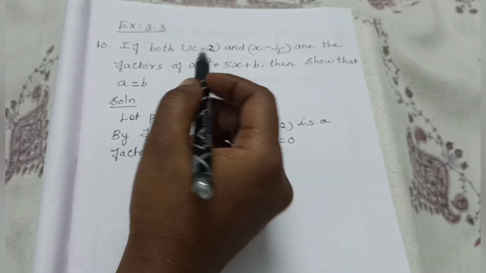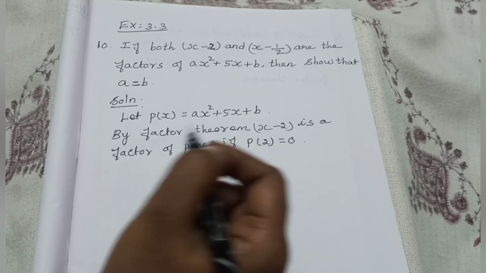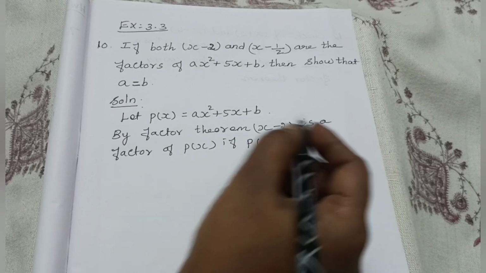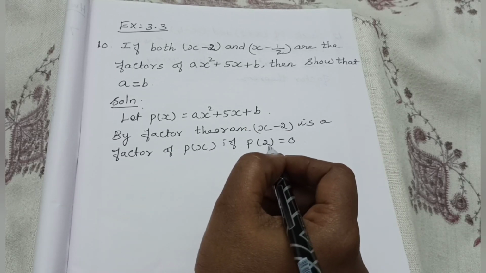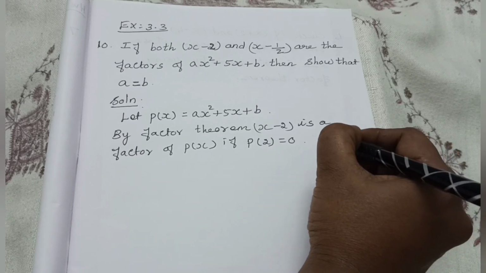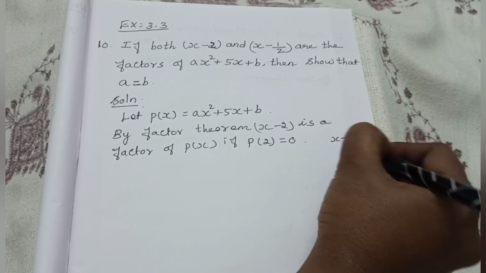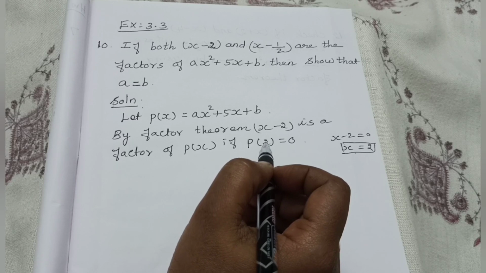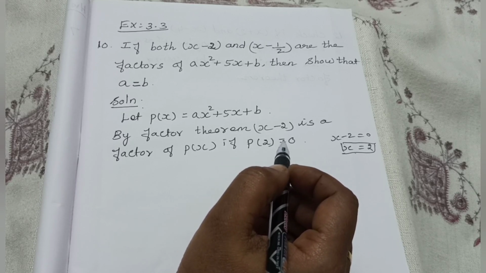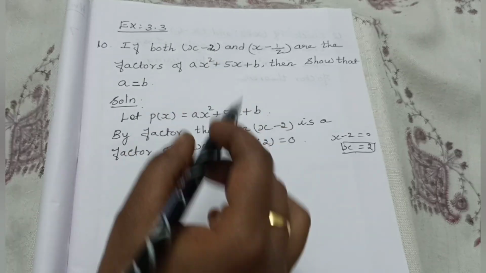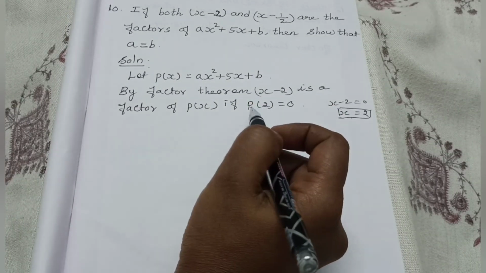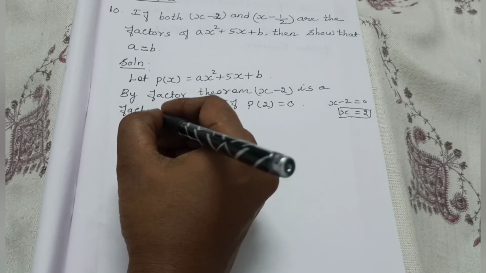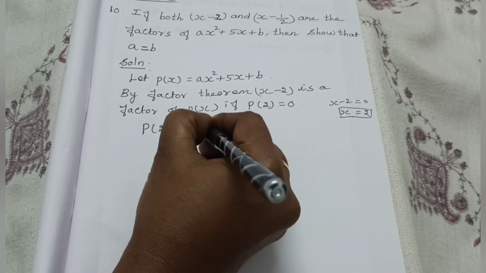By factor theorem, first factor we should take. x minus 2 is the factor of p of x if p of 2 is equal to 0. How do you find it? x minus 2 equal to 0, from there x equal to 2. Substitute x equal to 2 and we will get 0. Here in the question itself we are given that this is the factor, so we can write p of 2 is equal to 0.